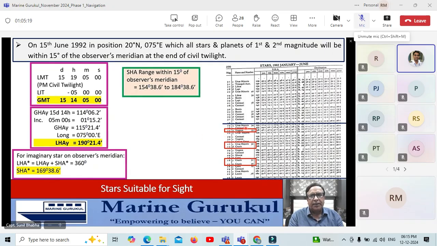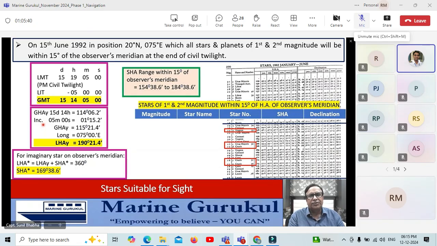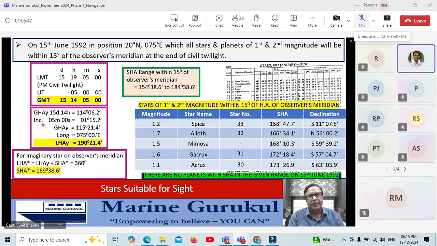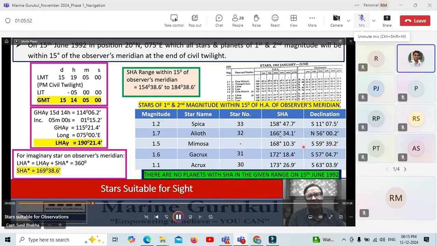Now these are the Latin names of these stars. On the opposite page, we can have their English names. Their SHA can be picked up from here for the month of June, and so is their declination. And we can tabulate these stars then: stars of first and second magnitude within 15 degrees of the observer's meridian. And these stars with English names are then Spica, Alioth, Mimosa, Gacrux, and Acrux, together with their SHAs and declination.